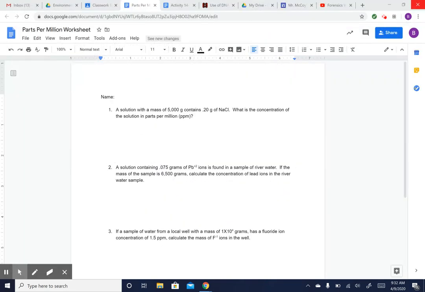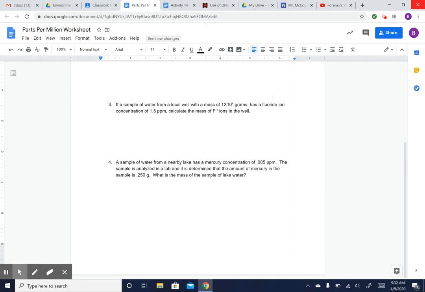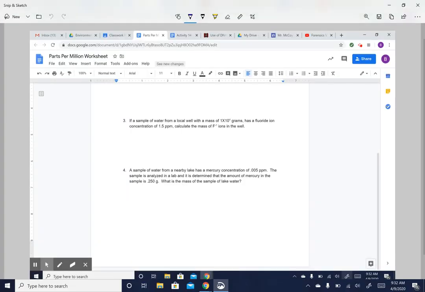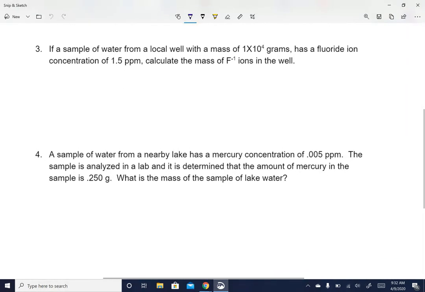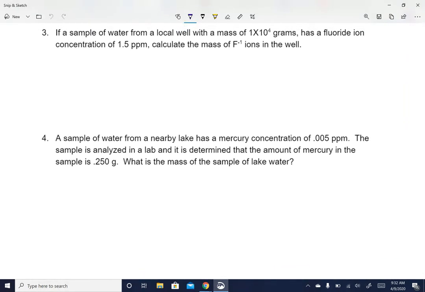Let me kill this and let me do 3 and 4 now. All right, so we got 3 and 4. Here we go. I'll squeeze it up there so I can do both.